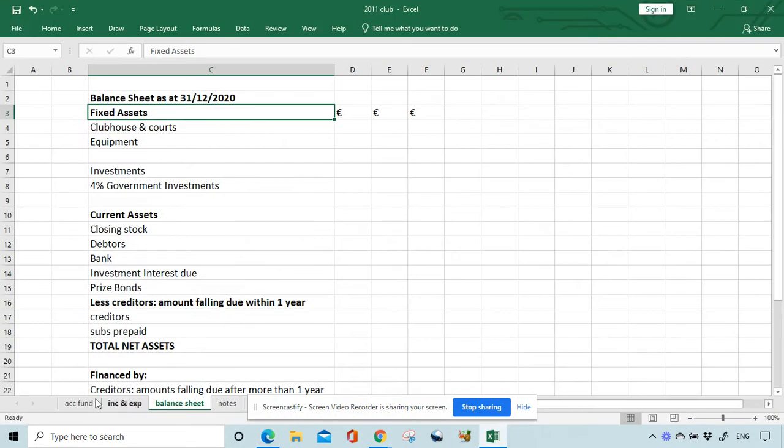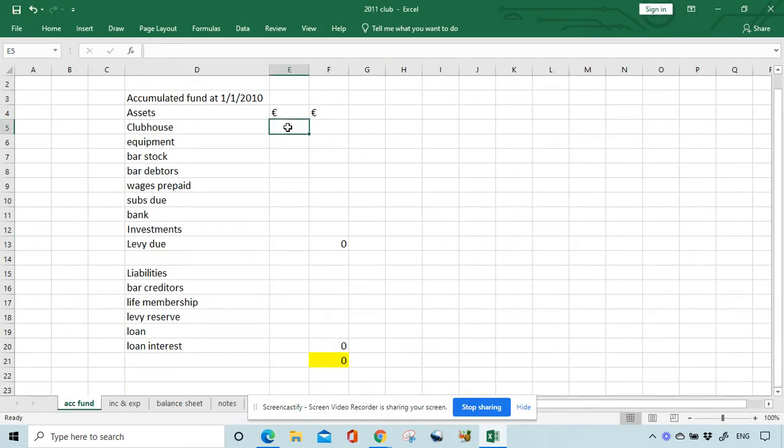So we shall go to accumulated funds. So I'm just filling in from what I know. So clubhouse is 250,000. Equipment is 75,000. Our stock is 15,000. Our debtors 1280. Wages prepaid 400. And subs due 500. And bank balance 1140. Okay. I'm also going to deal with investments and levy due in a second, but I'll fill in the liabilities. Creditors 8400. Life membership 24,000. And levy reserve 20,000. And I also have a loan interest.